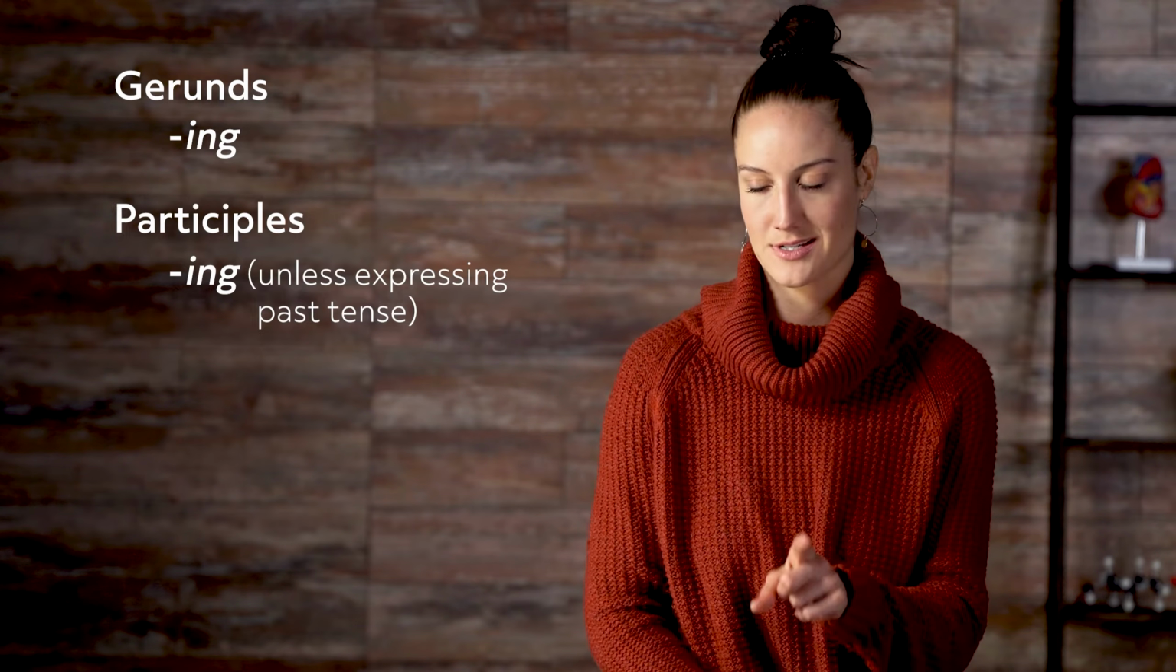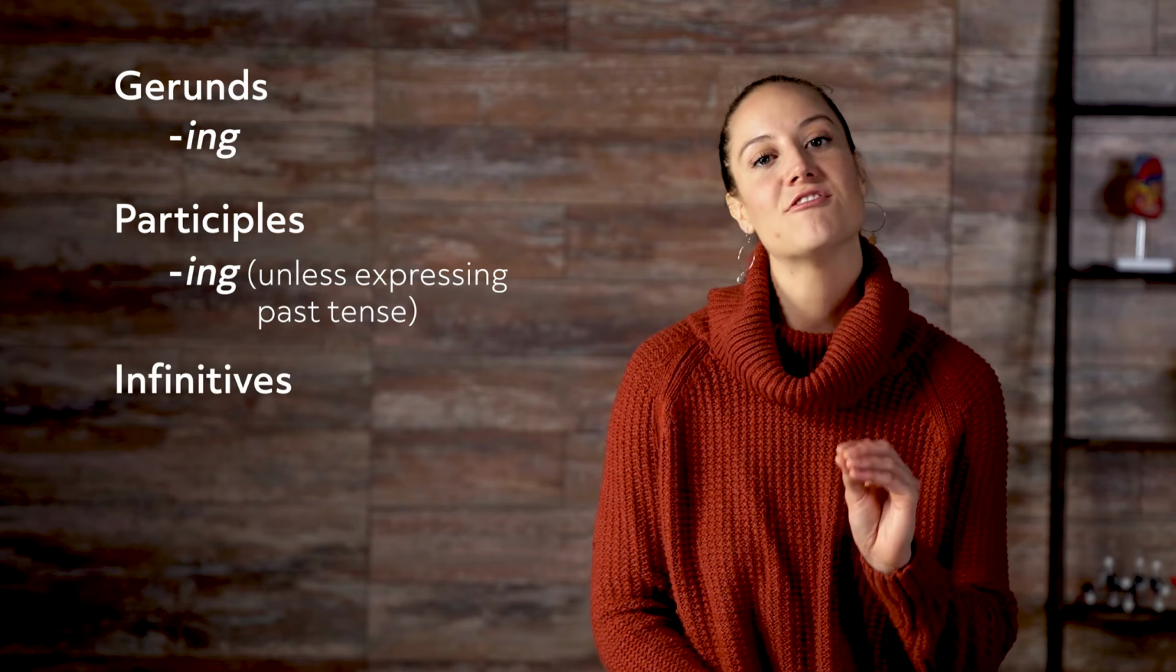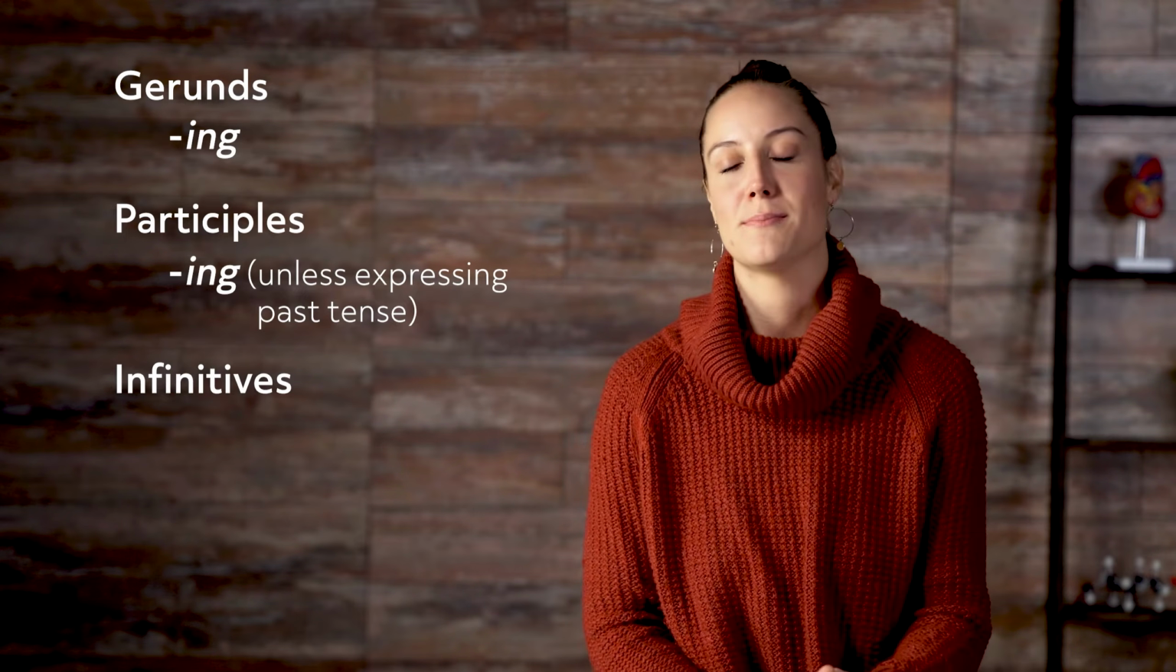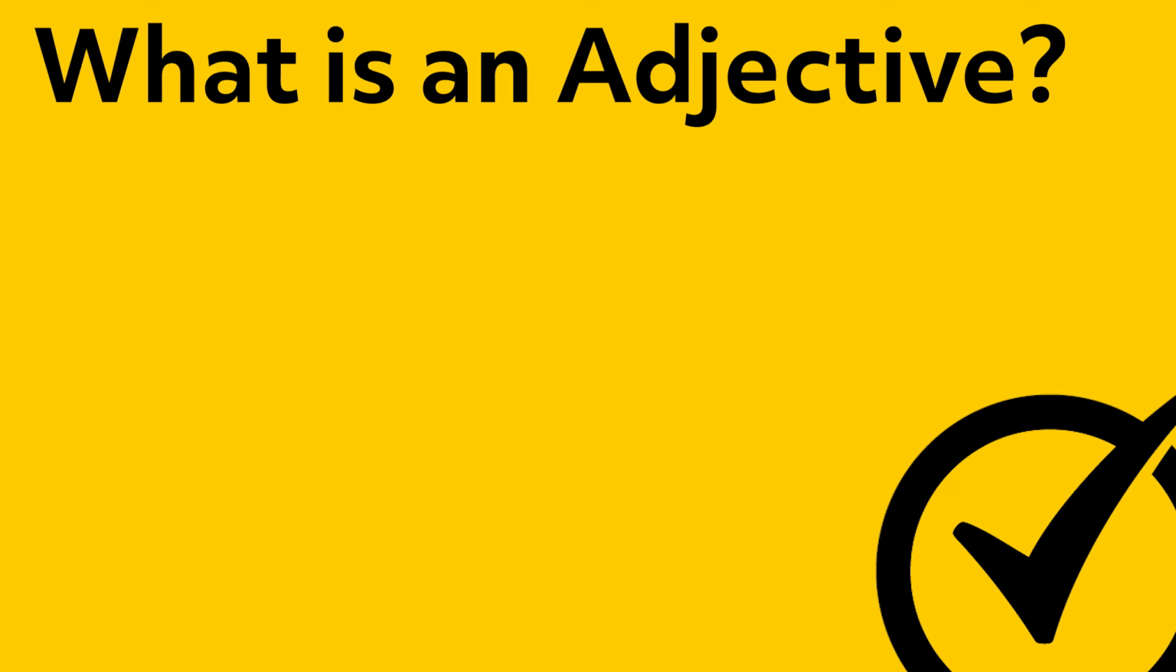We've discussed quite a bit today. Remember, gerunds are words that are formed from verbs and used as nouns, always ending in -ing. Participles are words created from verbs that can be used as adjectives or an adverbial phrase, also ending in -ing, unless expressing past tense. And infinitives are verbs that take the simple tense and follow the preposition to.